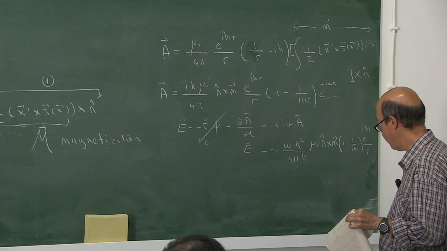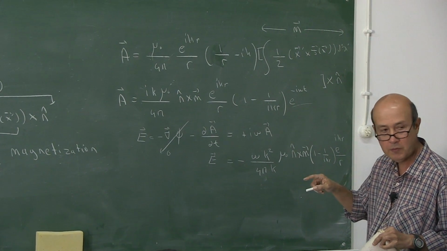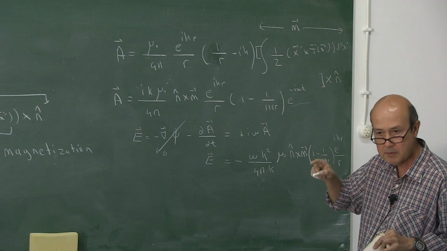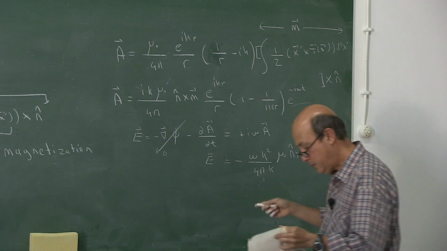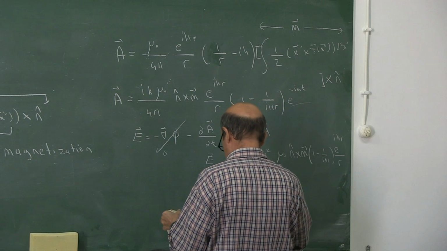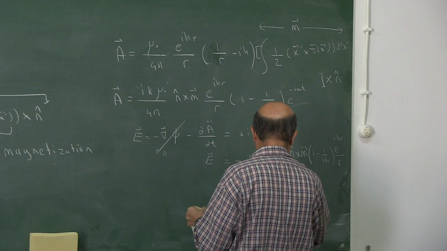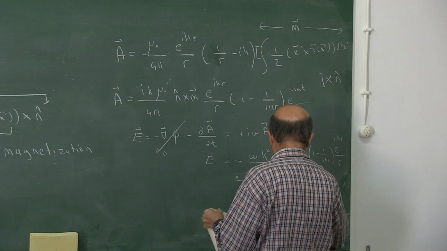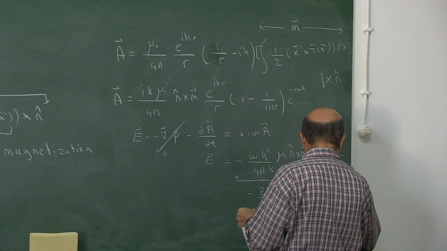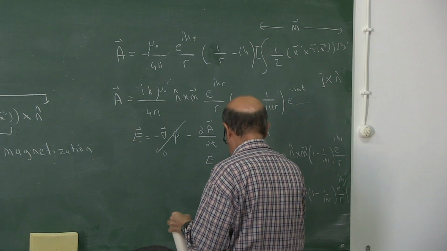What is omega over k? Omega over k, the speed of light, is equal to 1 over square root of mu 0 epsilon 0. One of the mu zeros will be cancelled, which leaves the square root of mu 0 over epsilon 0. That will be the impedance of free space. So altogether, this will be minus S0 over 4 pi times k square, and the rest will be n cross m times 1 minus 1 over ikr, e to the ikr over r. This will be the electric field.